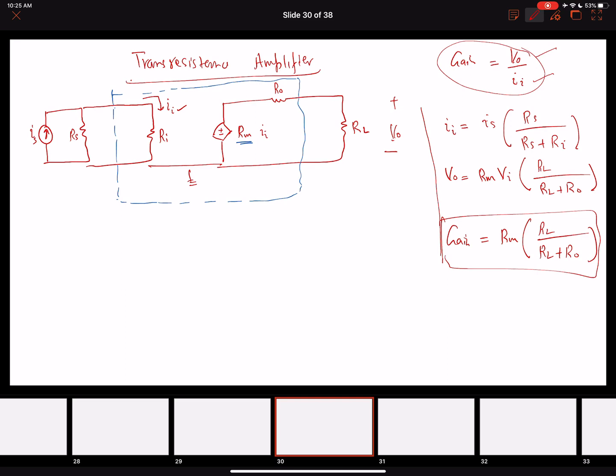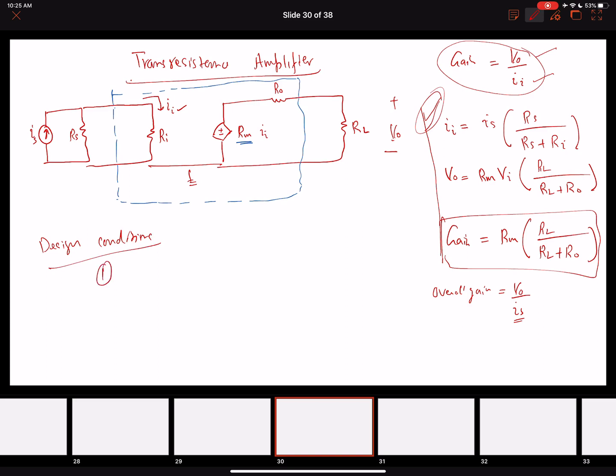This is not the overall trans-resistance gain, because in that case the overall gain would have been V0 over Is, right? And we can easily determine that using our first equation. We have done that in the past many times. Okay, and finally our design conditions.